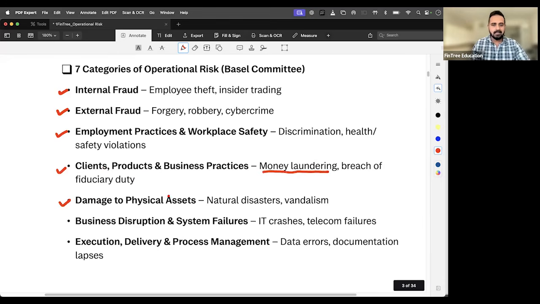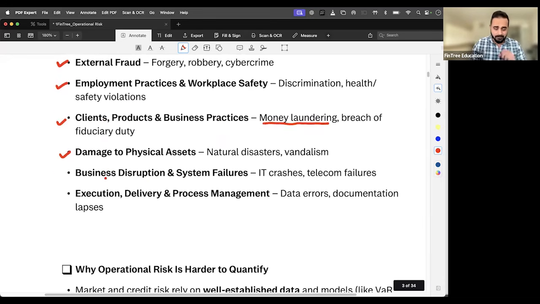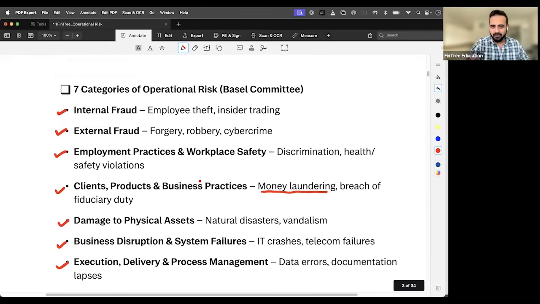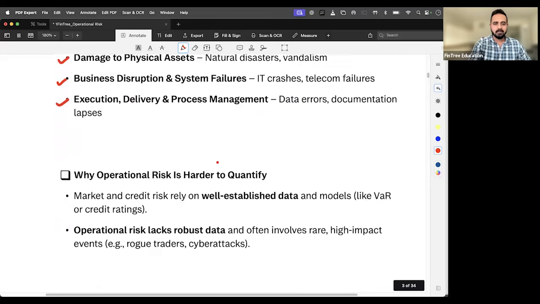Damage to physical asset, natural disaster, vandalism. You live in India, especially in Mumbai, don't speak Marathi, you're in trouble. We've all seen the recent fiascos in India with the regional language. Business disruption, system failure, IT crashes, telecom, and finally your execution, delivery, and process management. Do you need to memorize this? No, not required, right? Just know that there are 7 categories within the operational risk under Basel Committee.